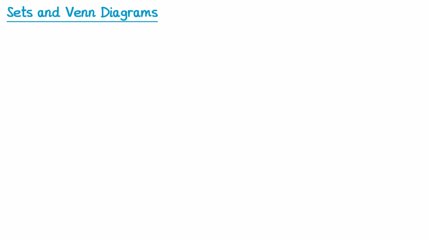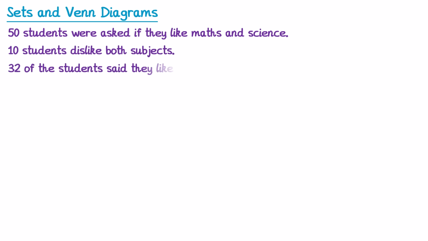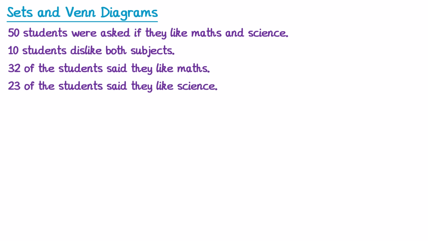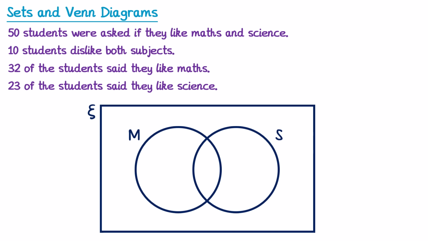The next question we're going to look at appears straightforward, but can actually cause quite a headache. 50 students were asked if they like maths and science. 10 students dislike both subjects. 32 students said they like maths. 23 students said they like science. And we need to complete this Venn diagram here, where M is for those that like maths and S is for those that like science.